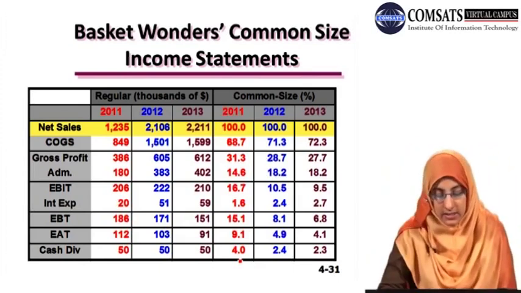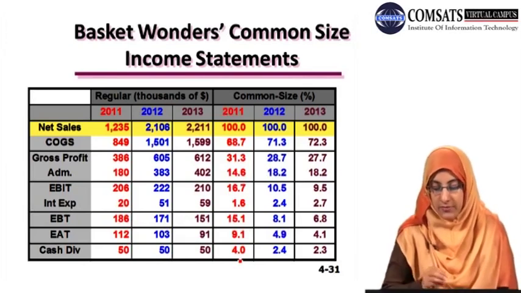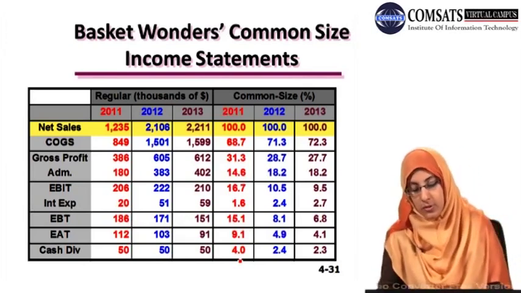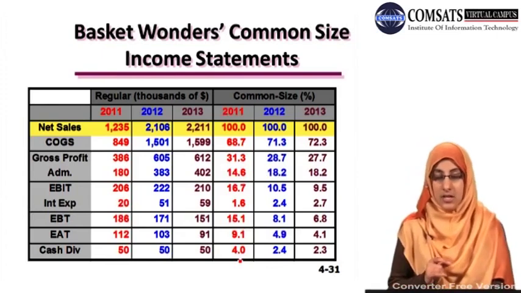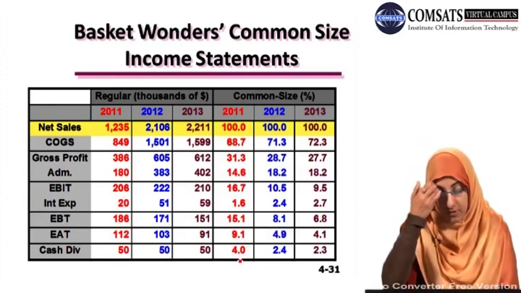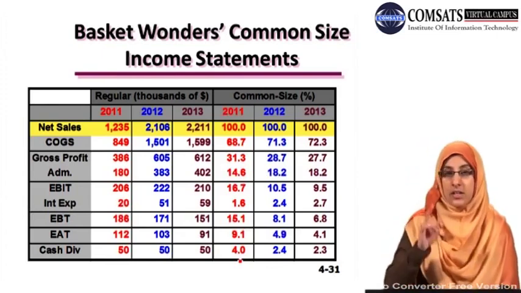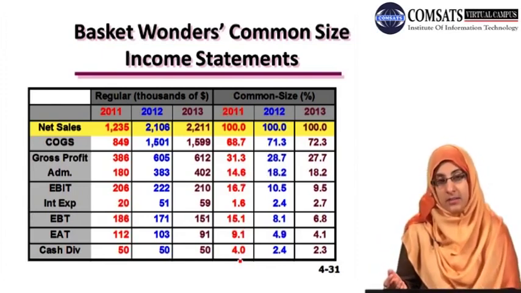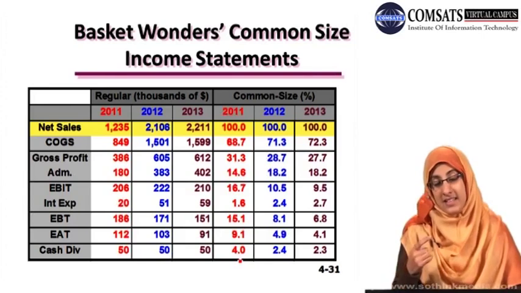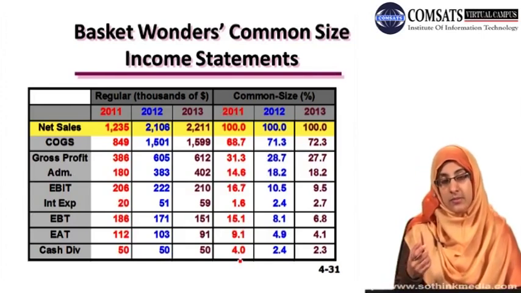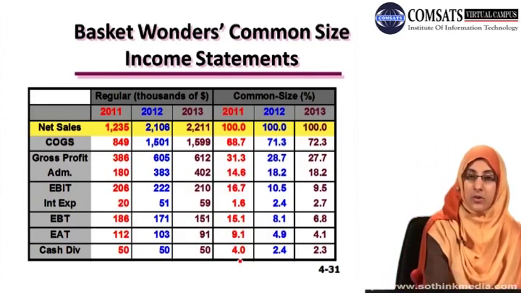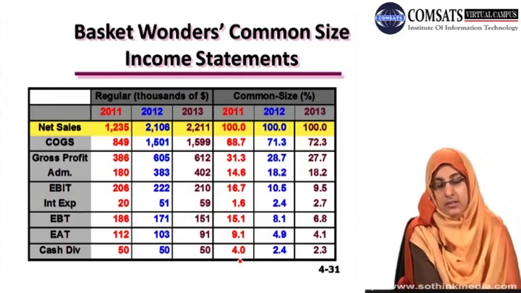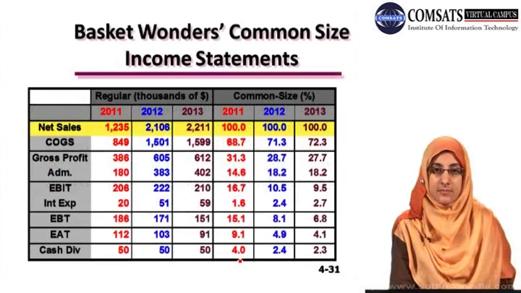Now if we look at the earning before taxes, we have 15.1, then 8.1, then 6.8. It has a decreasing trend, meaning the earning is decreasing. If we look at the earning after taxes, we have 9.1, then 4.9 and 4.1%. That means it has a decreasing trend, and there is a problem with your firm regarding the profitability or earnings of the company.